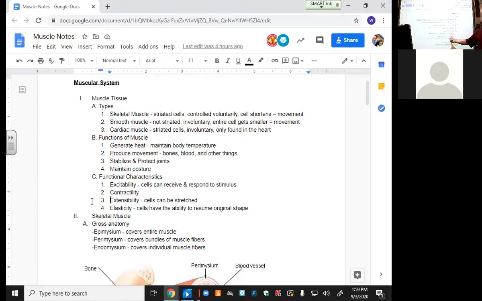Easy enough. I didn't even put a definition for contractility, because the muscle has to be able to get smaller. That's what a muscle does, gets smaller. You have to be able to contract it. Then the muscle has to be able to be passive.